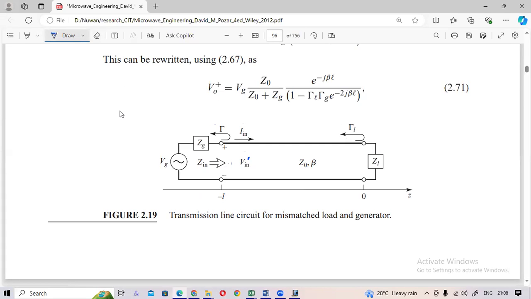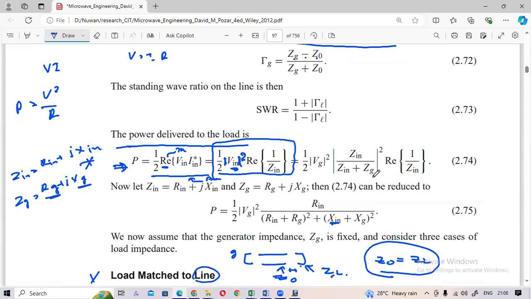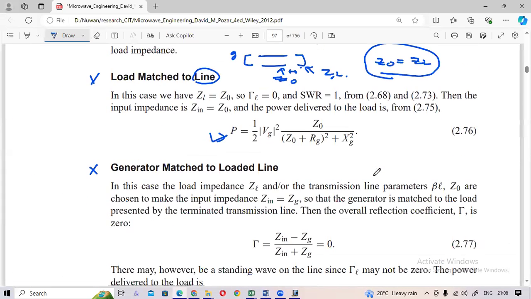This simple case they have considered: this load is matched to this line. Very simple thing. Then what happened? The power delivered to the load will be this one.